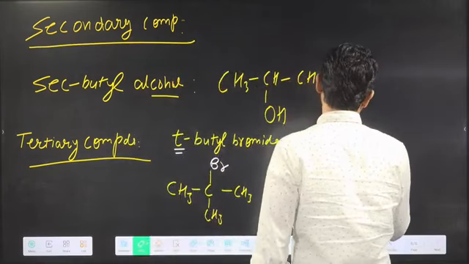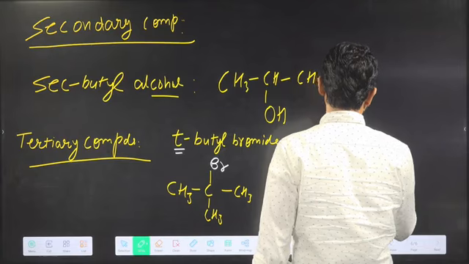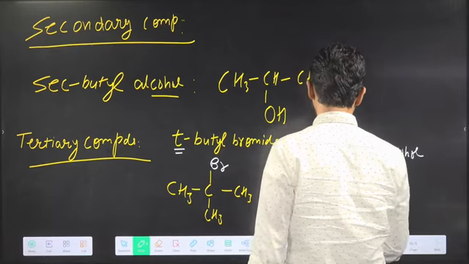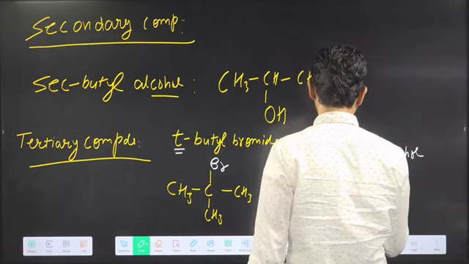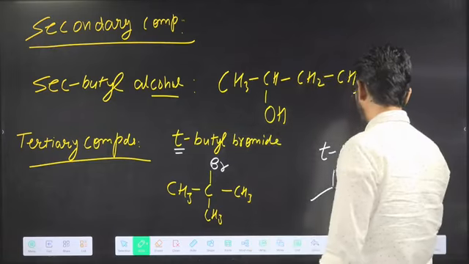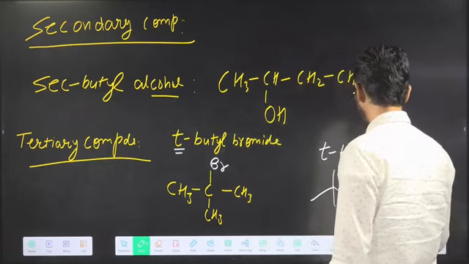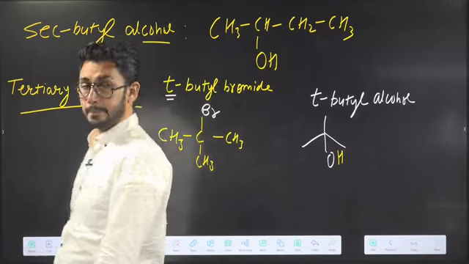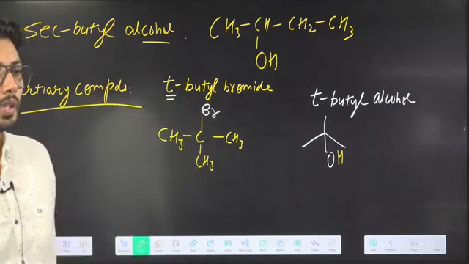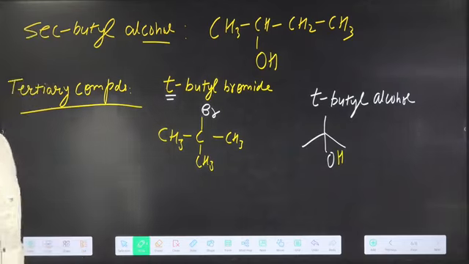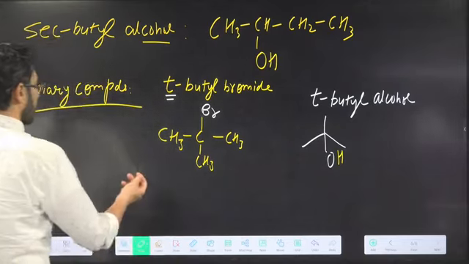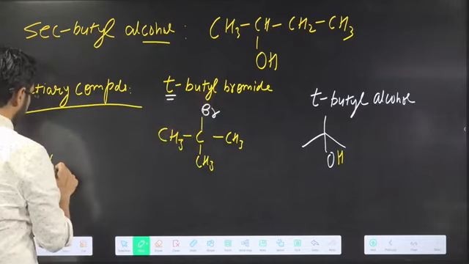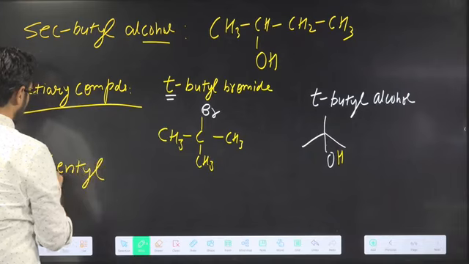Similarly, tertiary butyl alcohol is frequently used in the reactions of the alcohol, phenol, ethers chapter. Again, if I write bond line notation, it will be in this manner. Clear this one? That is the significance of tertiary compounds. You might get tertiary butyl bromide or alcohol, or I can say tertiary pentyl alcohol.